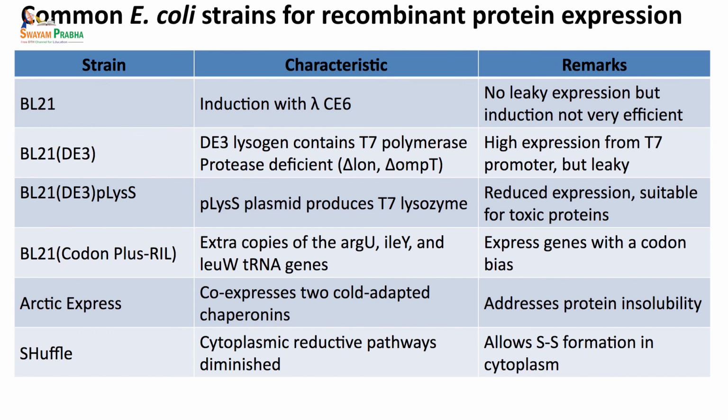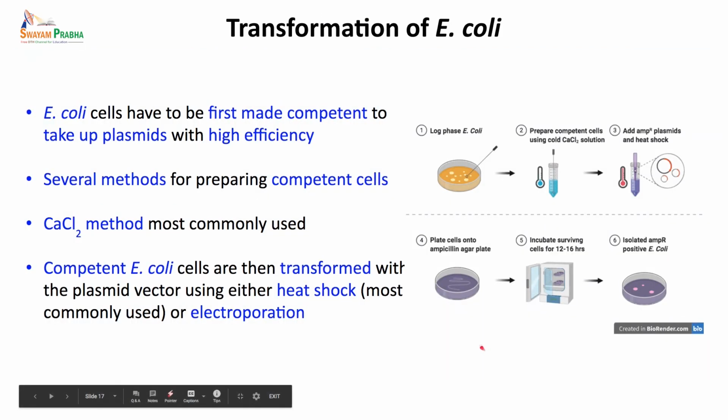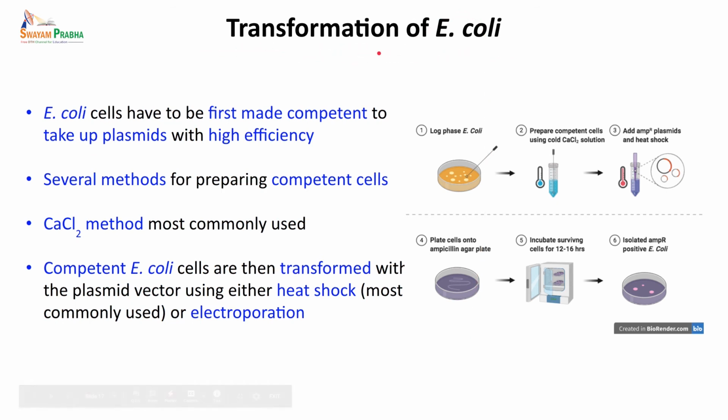So lastly, I had told initially that the DNA is introduced in E. coli by the process of transformation. But before we transform the E. coli cells, they have to be first made competent to take up the plasmid DNA with a high efficiency. Such cells are known as competent cells, and there are many different methods for preparing these competent cells, but one of the most commonly used methods in the labs is the calcium chloride mediated method.